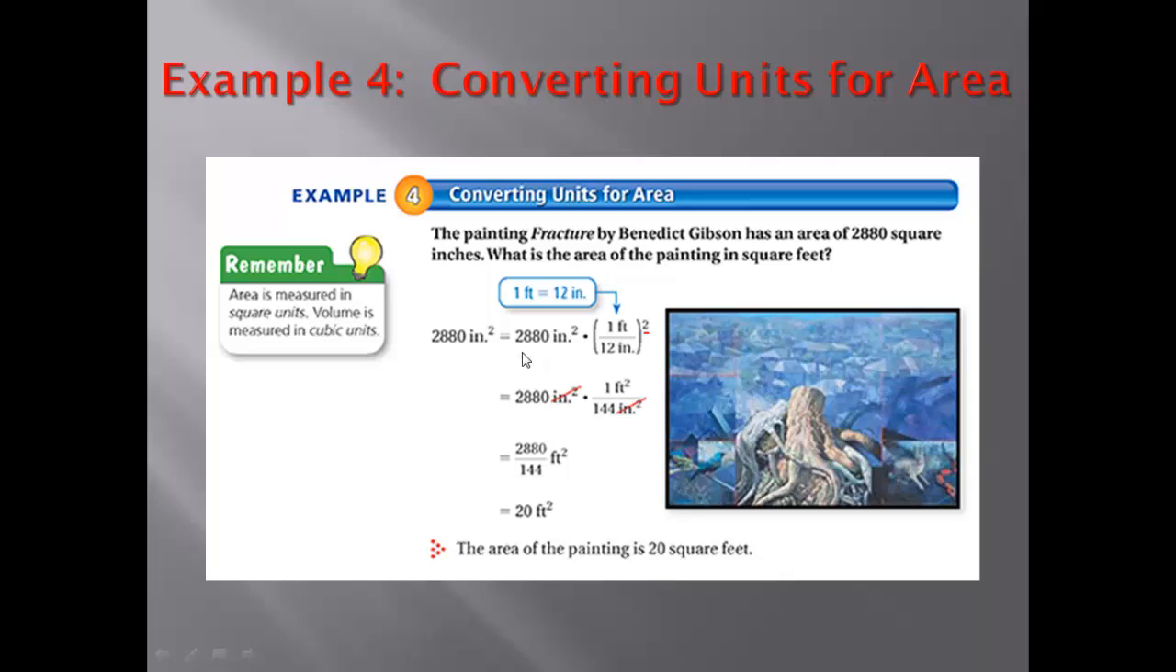So now when I set this up, I have 2,880 square inches times 1 square foot over 144 square inches. Square inches will then cancel out because I have 1 on the top and 1 on the bottom, so I'm left with square feet. I will multiply 2,880 times 1, and that'll be over 144. I'll use my calculator to help me now divide, and when I divide that out, I get 20 square feet. So the area of the painting is 20 square feet.